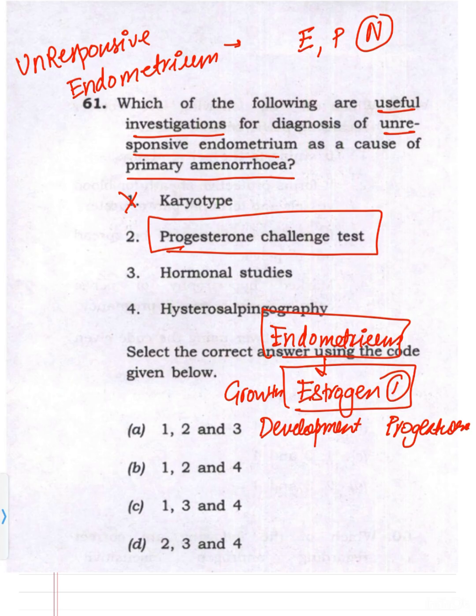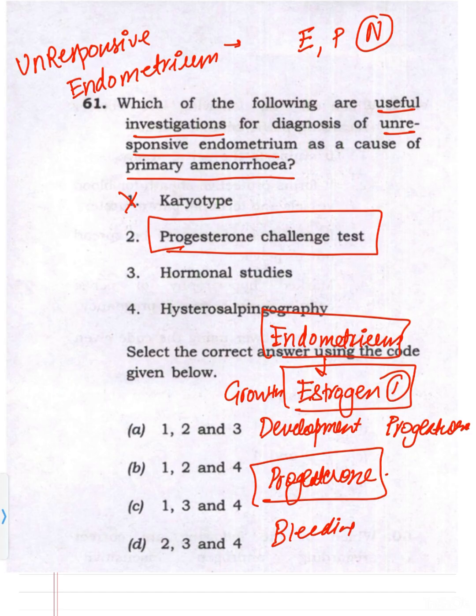Let us suppose we give progesterone in the progesterone challenge test, and after giving progesterone, bleeding occurs. It means that estrogen was present, and so the endometrium was growing well, and it was the problem in the progesterone which was leading to the amenorrhea. Once we gave progesterone, the development also took place, and that's why the bleeding took place. So if the progesterone challenge test is positive, it means the problem was somewhere in the progesterone.